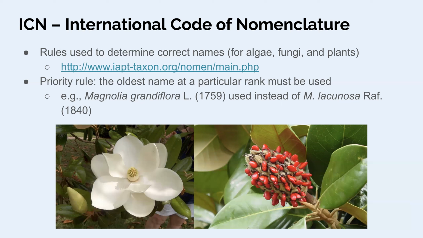So one example here is a single species that has two names. Sometimes this happens if two different people discover a plant around the same time and describe it at the same time. Back in 1759, maybe this was not widely published, although that was Carl Linnaeus. Maybe there was some confusion about whether these were in fact different species. At any rate, two names exist. They're both in the genus Magnolia, and the earlier name, by L. Carl Linnaeus, 1759, would be used, and Magnolia lacanosa from 1840 would be treated as a synonym.